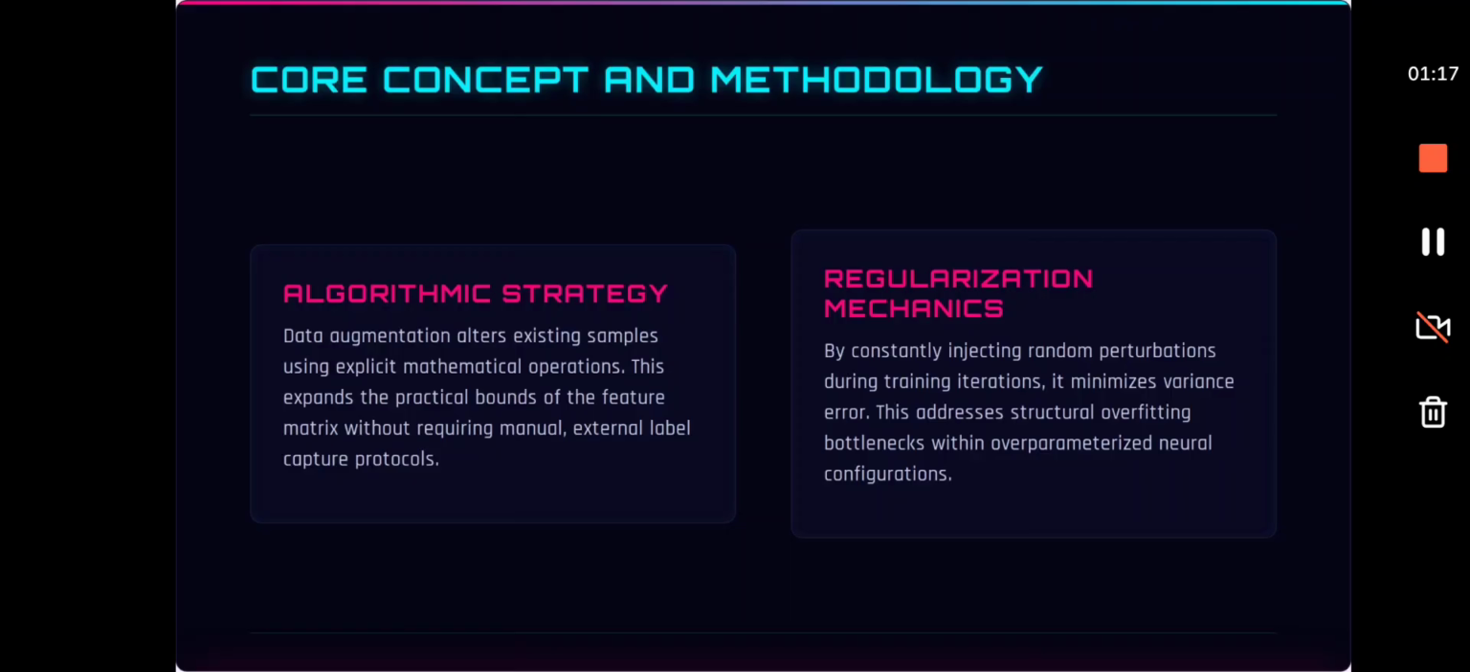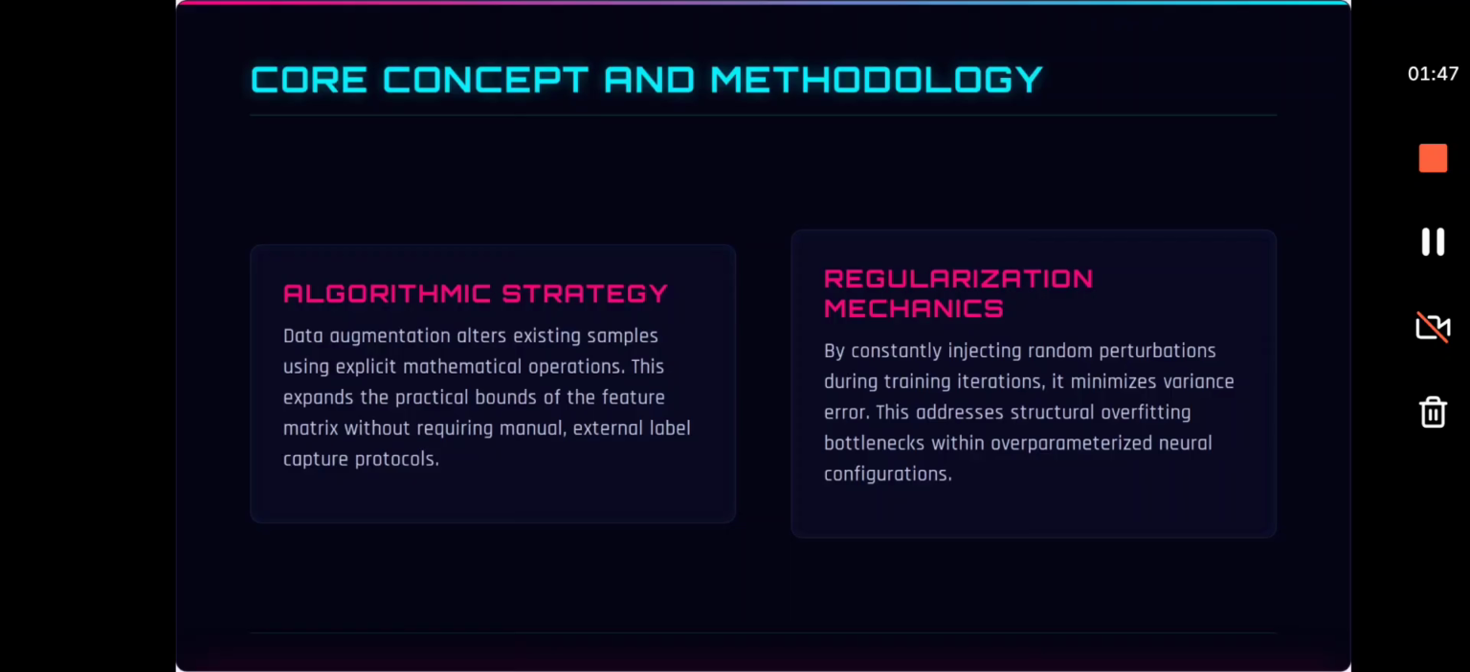Another important aspect is regularization. During training, random representations are continuously introduced into the dataset. This reduces overfitting because the neural network learns generalized patterns instead of memorizing exact training samples. As a result, the model becomes more stable, accurate, and capable of handling real-world variations.